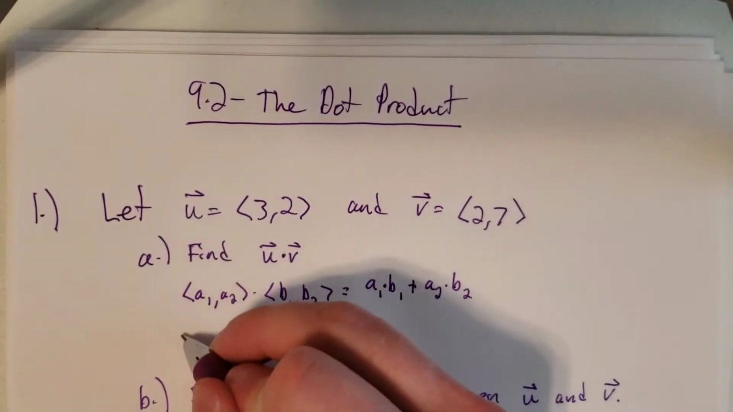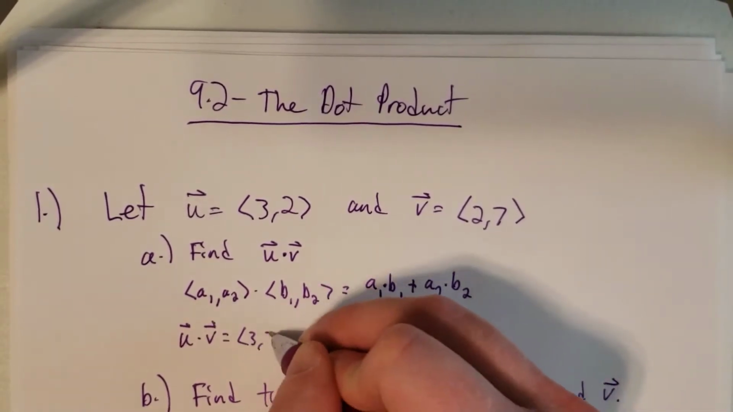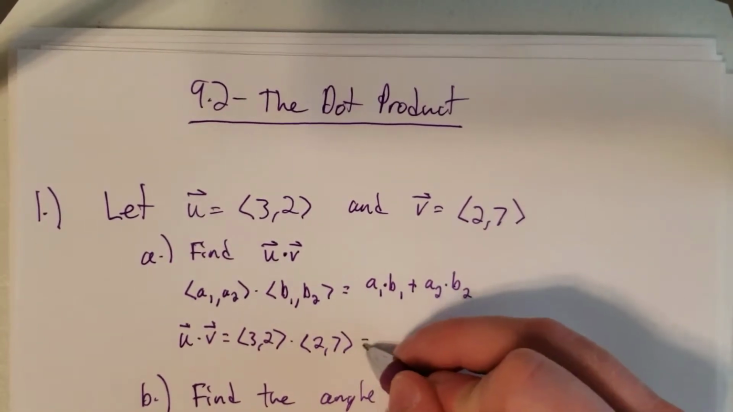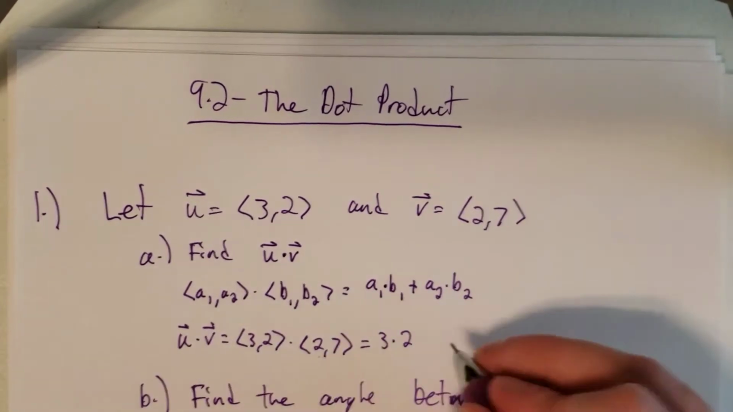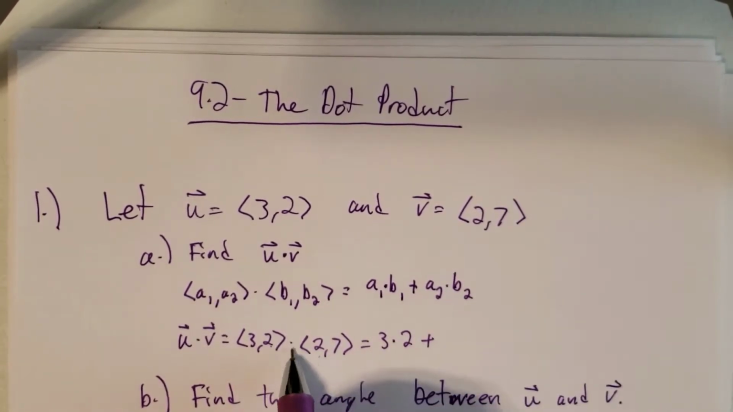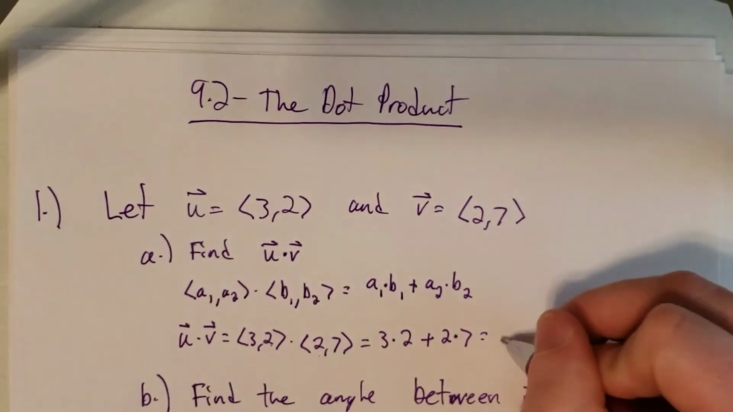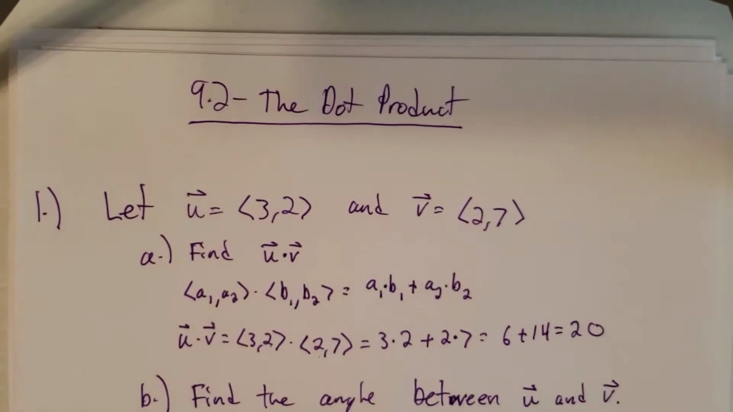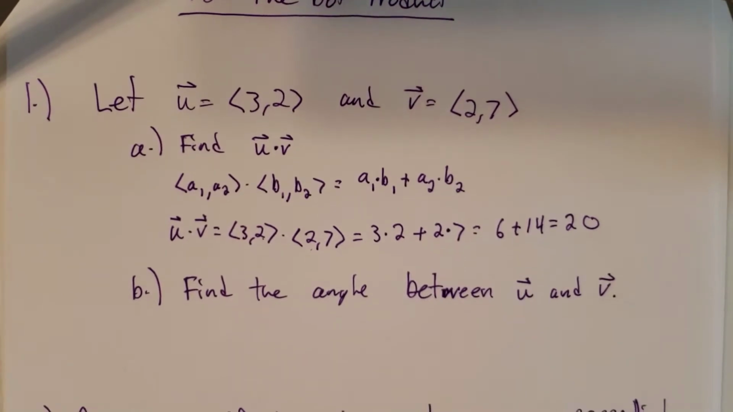So let's apply that to these vectors, u dot v. That's 3, 2 dotted with 2, 7. This is 3 times 2, plus 2 times 7, and that is 6 plus 14, or 20. And that's it. That's how easy it is to calculate the dot product.